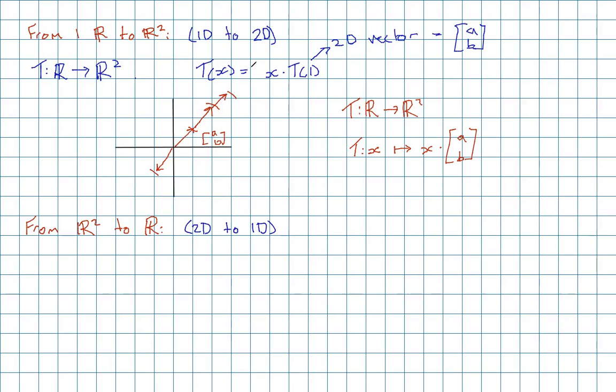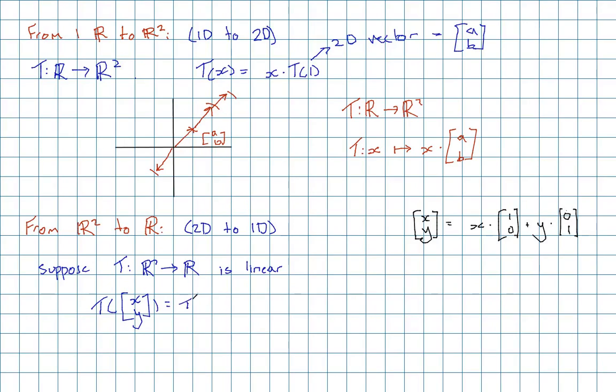So instead of splitting x up into x times 1, we're going to be taking (x, y), and we're going to split it up into x times (1, 0) plus y times (0, 1). Okay, now what this lets us say is that if we have some linear transformation from 2 dimensions to 1 dimension, so let's just say T maps from 2 dimensions to 1 dimension and is some linear function, then we must have that T of (x, y) is equal to T of x times (1, 0) plus y times (0, 1).